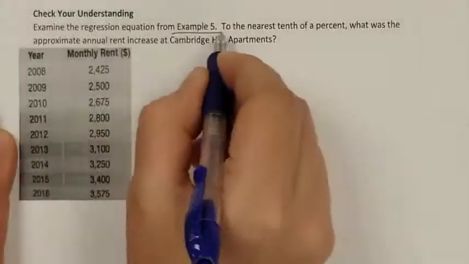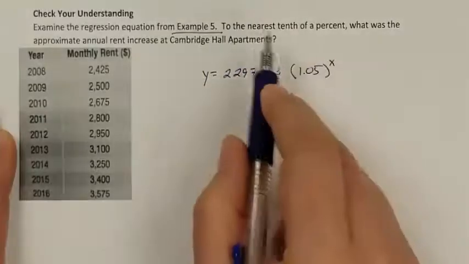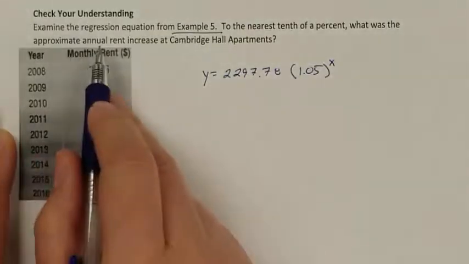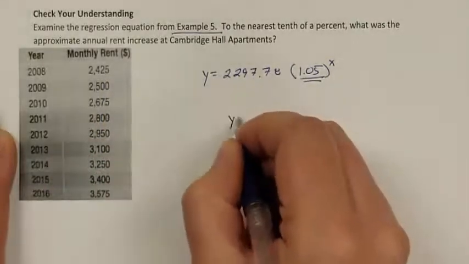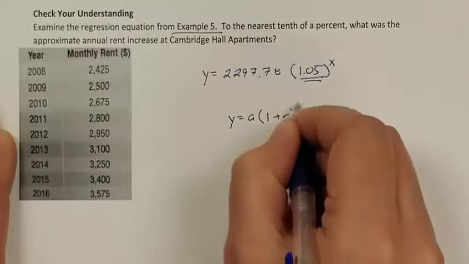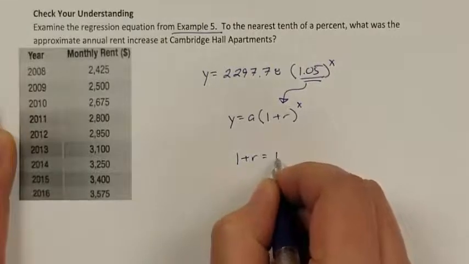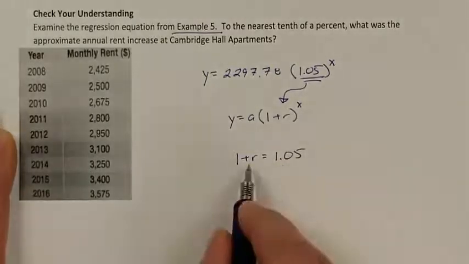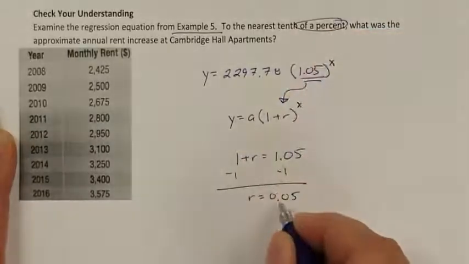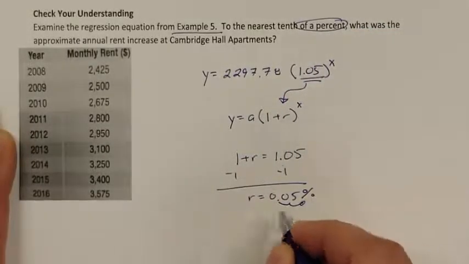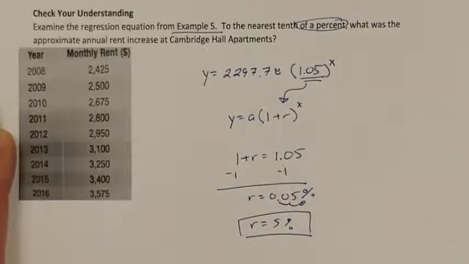Now let's go ahead and check your understanding. Examine the regression equation that we just found in example 5. To the nearest tenth of a percent, what was the approximate annual rent increase? This is our increase, and remember, this is supposed to be an exponential increase function. So I know that 1 plus r is the same thing as 1.05. So we're going to solve for r, and it wanted a percent increase. Moving the decimal two places to the right, I have r being 5%. My rent increased by 5% every year.